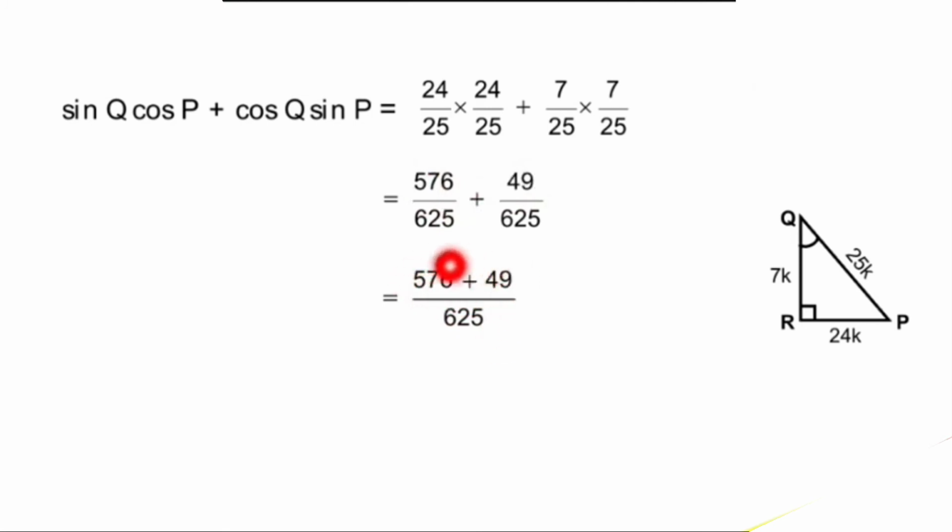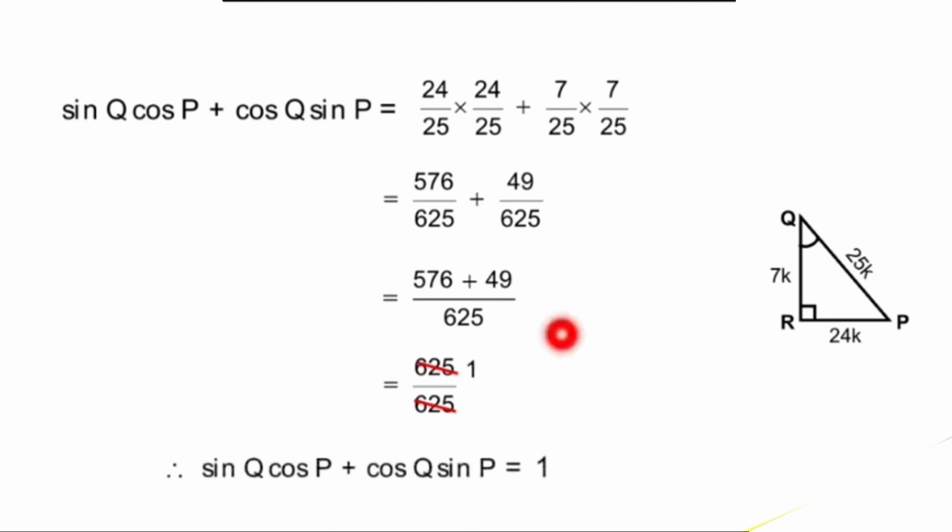By adding these two numbers, we get 625 by 625. Let us cancel 625 with 625. Then it remains 1. Therefore, the value of sin Q cos P plus cos Q sin P is equal to 1.